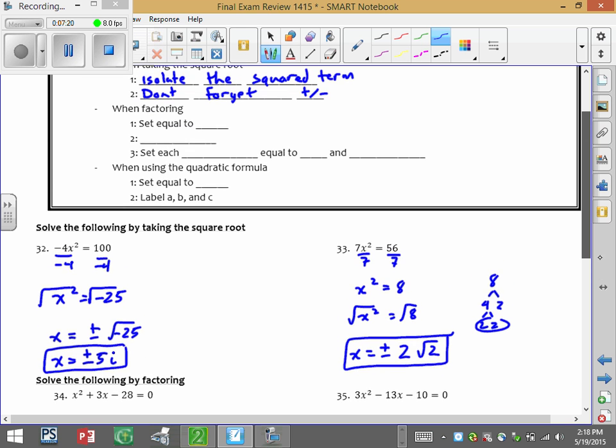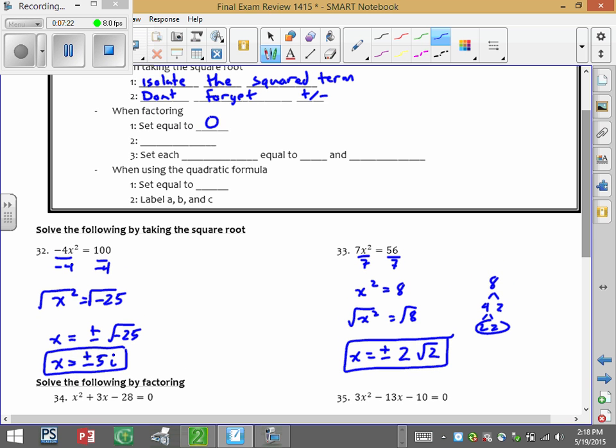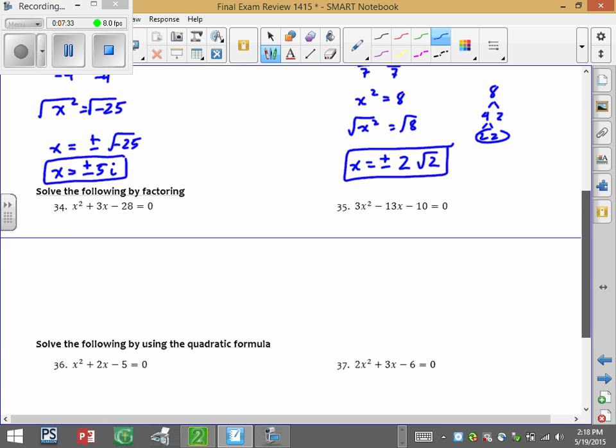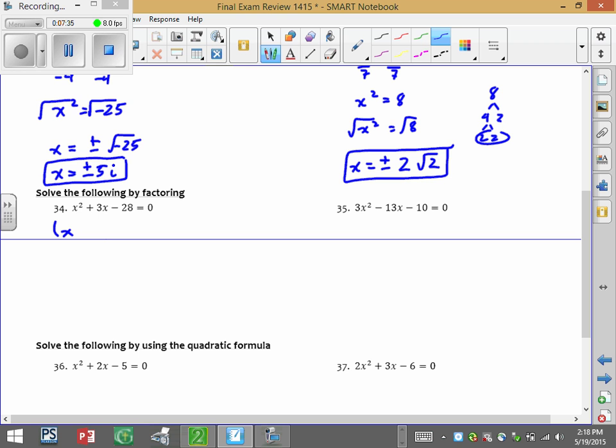The next step is to solve by factoring. So make sure we set this thing equal to 0. You want to go ahead and factor, and then you set each factor equal to 0 and solve. So the first one here, if we break this down, we want factors of negative 28 that add up to be positive 3. And I believe that'd be 7 and negative 4. So we have x plus 7 and x minus 4.